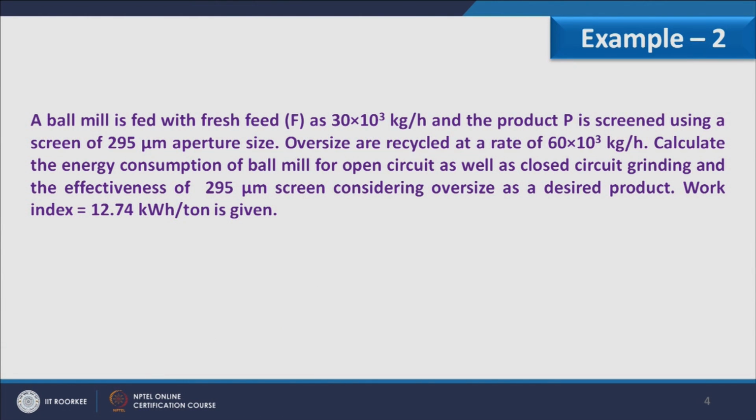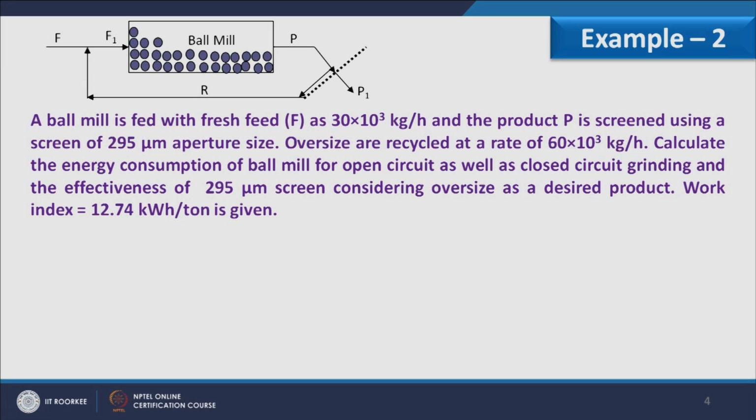Now, where this F and P are in the ball mill, that we can see from this figure. If you see this figure, this is the ball mill, and in this ball mill F1 feed is entering. Now, what is this F then? F is nothing but the make-up feed to the ball mill. So, as far as make-up feed is concerned, we have denoted this with capital F, and the feed to the ball mill, that we have denoted with F1.